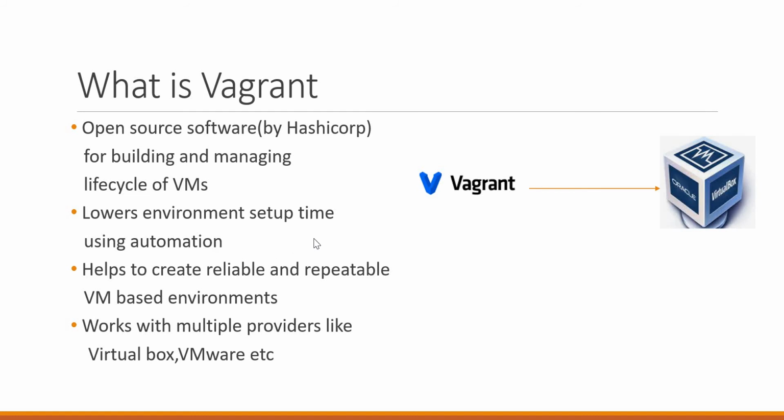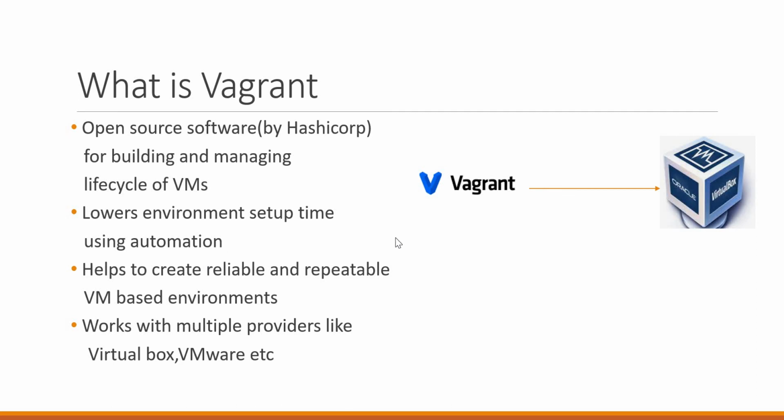Also we can distribute the Vagrantfile to other developers, and they will install the same type of environment without doing any manual tasks. That means we will not have problems with different developers saying it is not working on my machine or it is working on your machine, because we use the same configuration file across all the environments. It allows us to create reliable and repeatable VM based environments, because we are using automation. There is no manual intervention, and we can repeat the process any number of times.